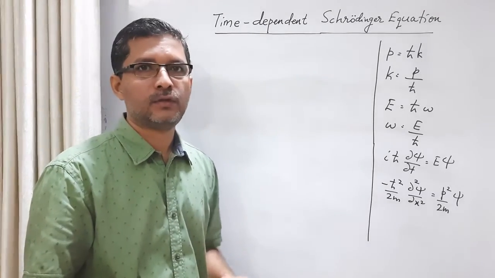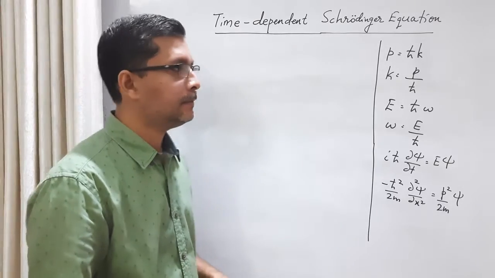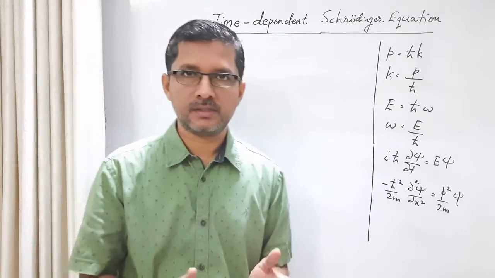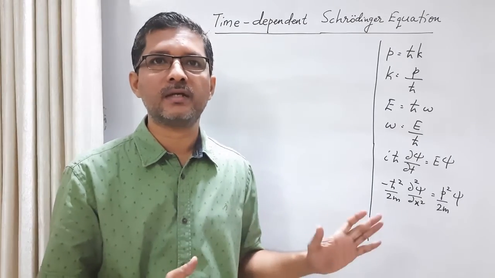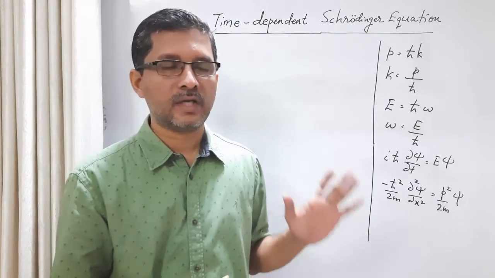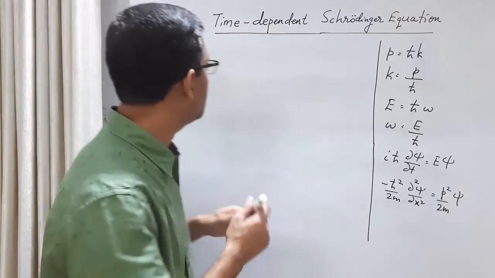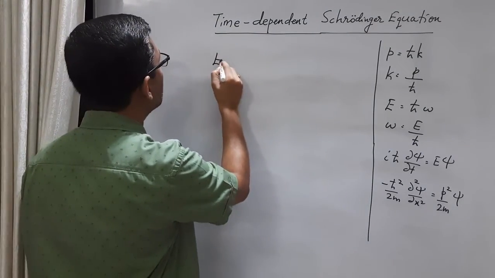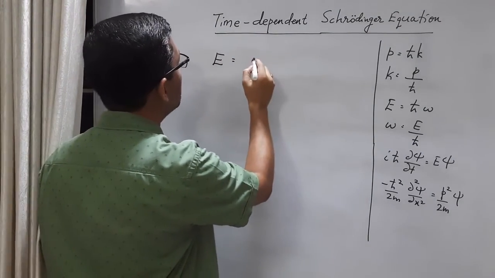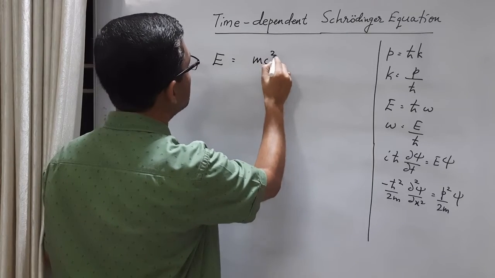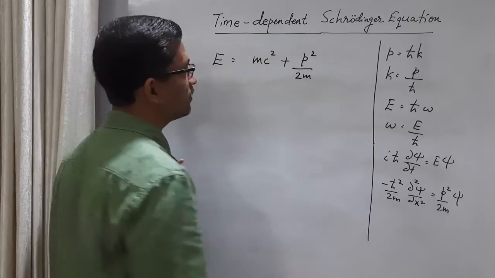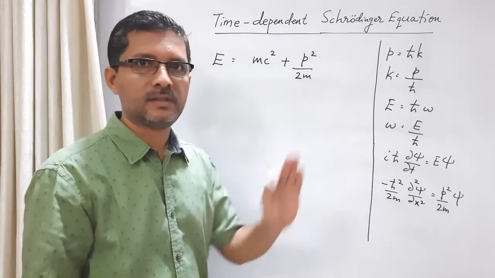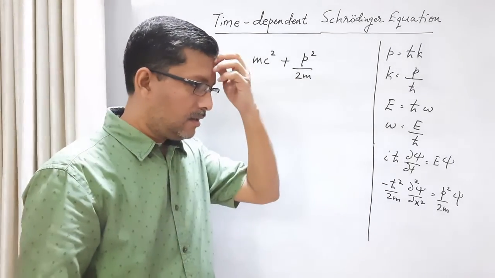What is the energy of the free particle? There is no potential energy since it's a free particle. There is no force field, so there is no potential energy. So its only energy is kinetic energy. So the energy of a free particle we can write as its rest energy plus kinetic energy. Right? Rest energy plus kinetic energy.